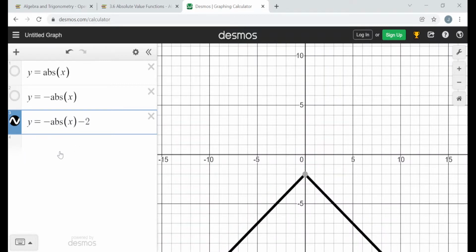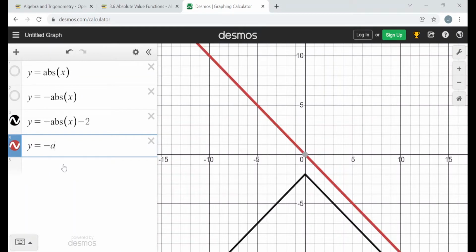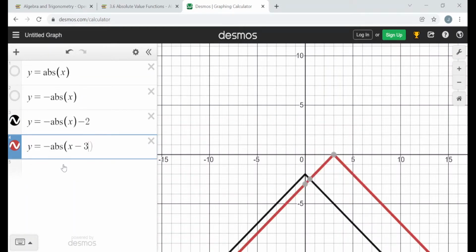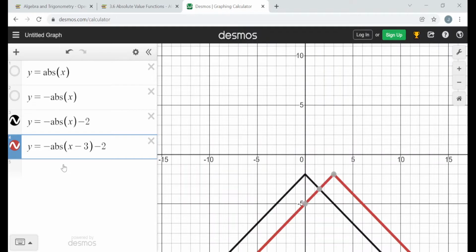And then x is replaced with x minus 3. So y equals negative absolute value of x minus 3, then minus 2, and then it's moved to the right 3 units. The black graph to the red graph there. And there we go. You see there's 3, negative 2, as I said, would be the vertex. 0, negative 5, the y-intercept, as we said. Over here, here's 6, negative 5, as we said would be on the graph as well.